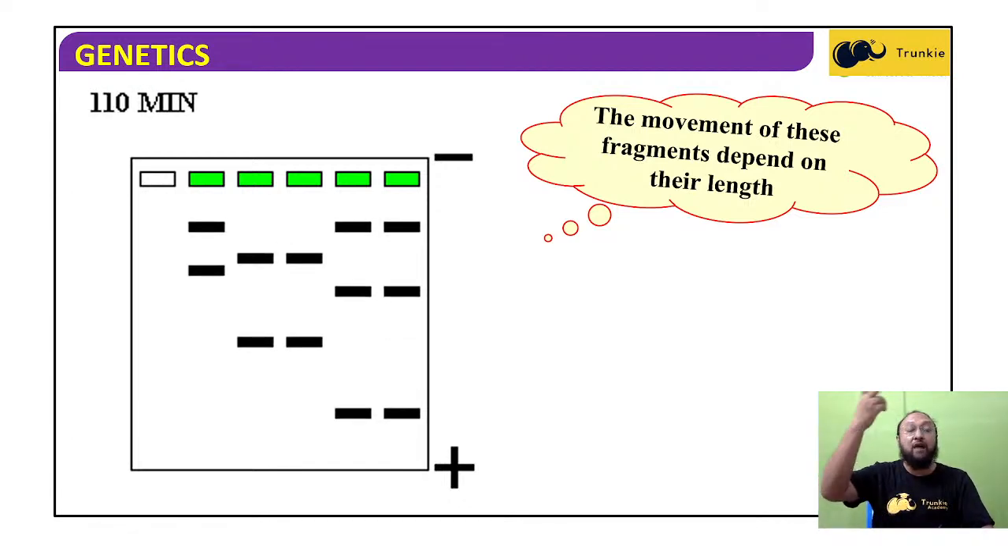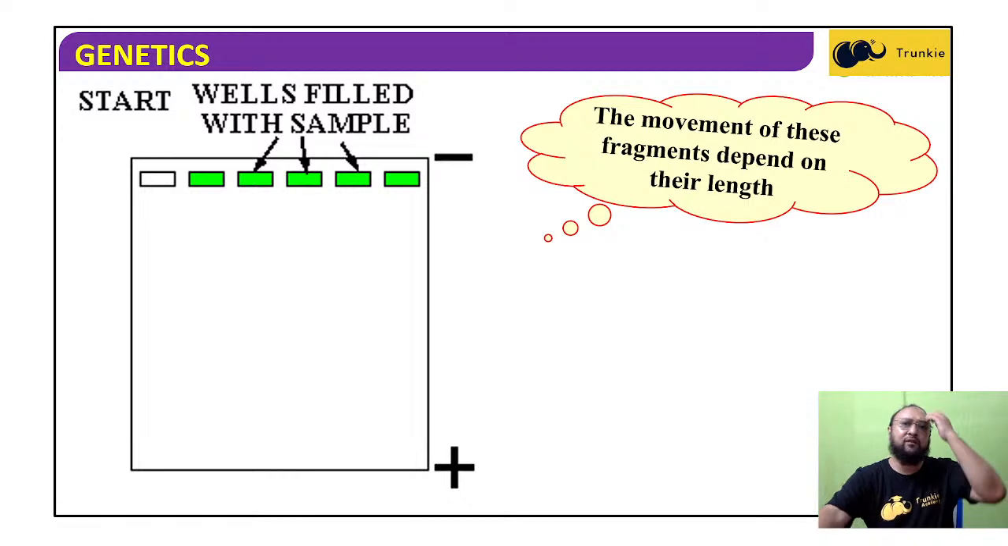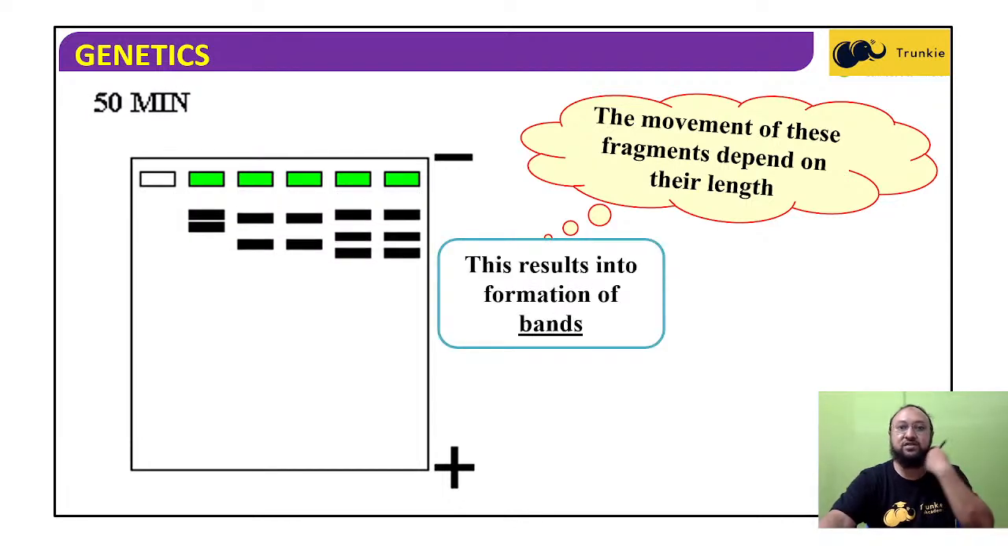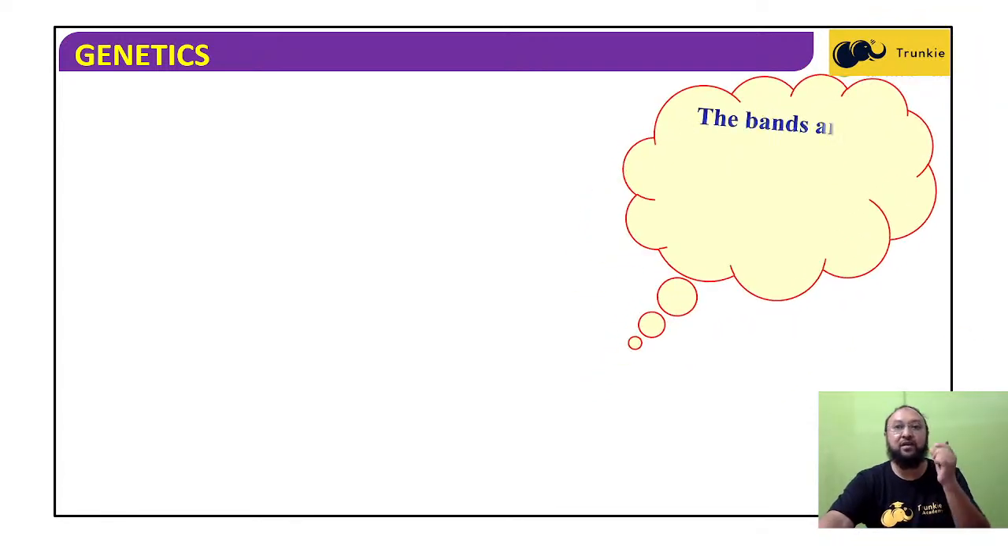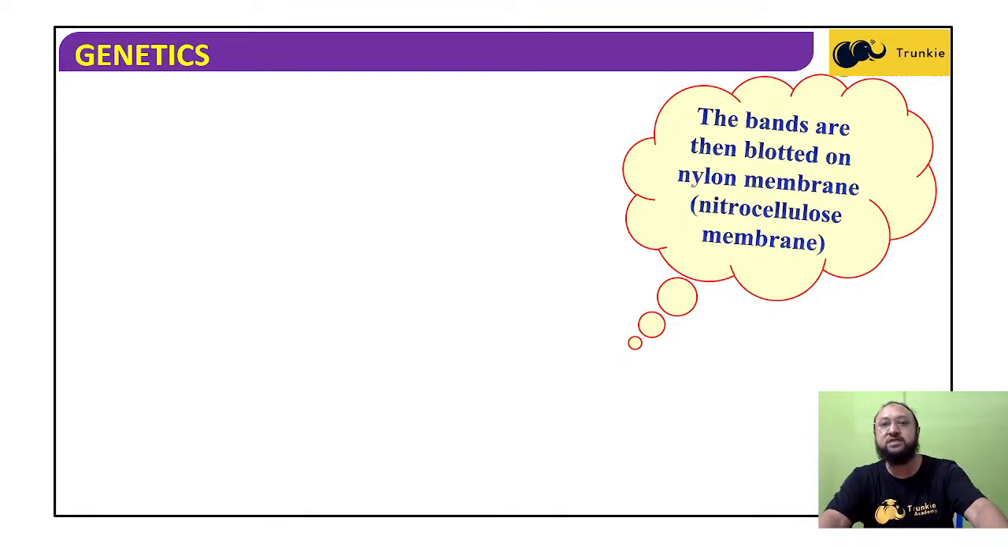After cutting the DNA into fragments with the help of the restriction endonuclease, we apply the samples and there is the movement of the fragments. This results in the formation of bands. This particular band pattern is different for DNA collected from different persons. The bands are then blotted on a nylon membrane or nitrocellulose membrane.